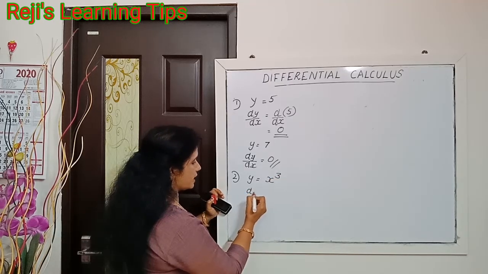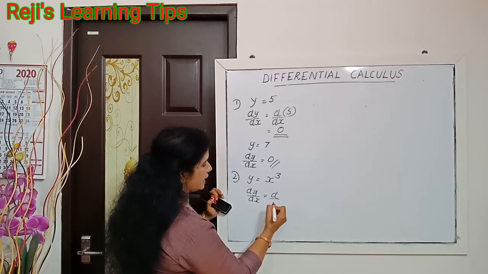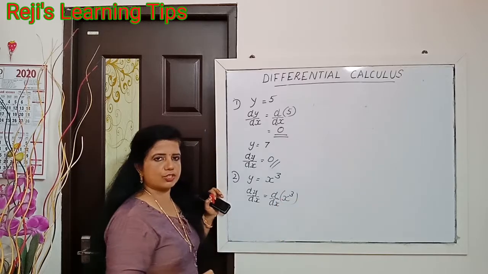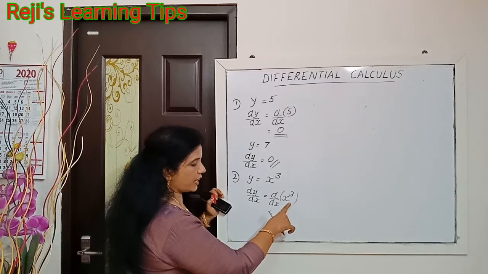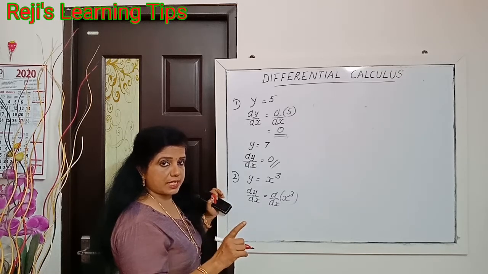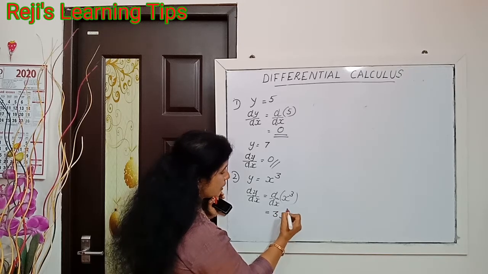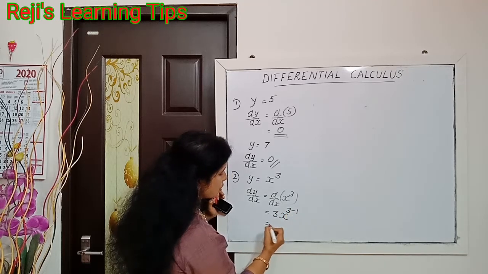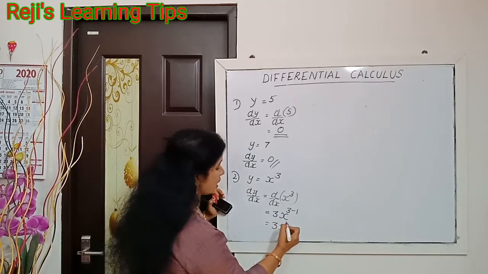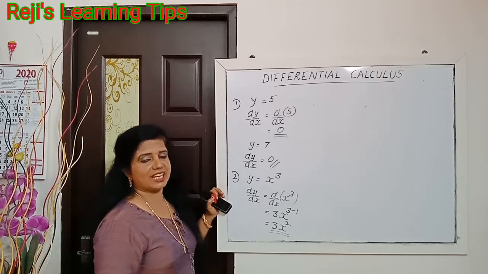Then dy by dx is equal to d by dx of x cube. d by dx of x raised to n is equal to n into x raised to n minus 1. Here that is equal to 3 into x raised to 3 minus 1, and 3 minus 1 is 2. So 3x square. The derivative of x cube is equal to 3x square.